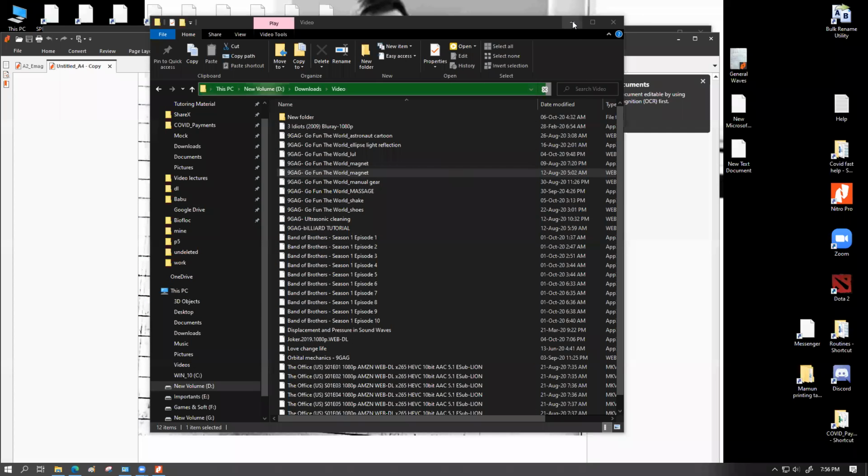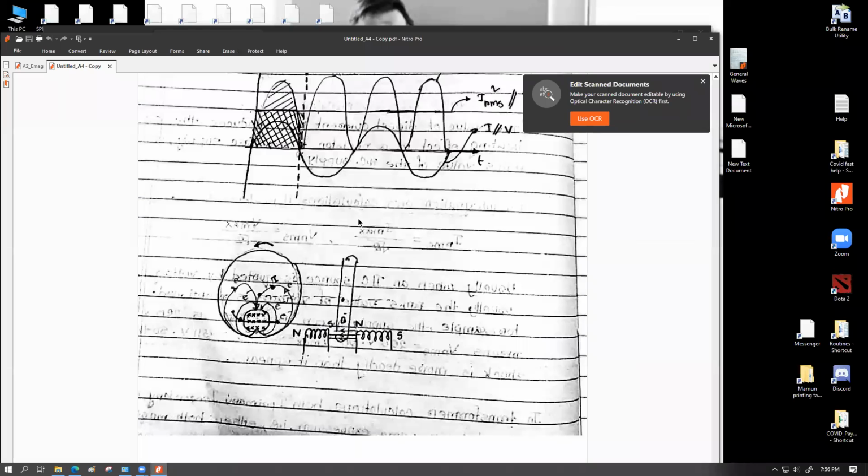Here's the deal. This is the effect that we call eddy current. The way eddy current works, I'll try and get some better pictures.